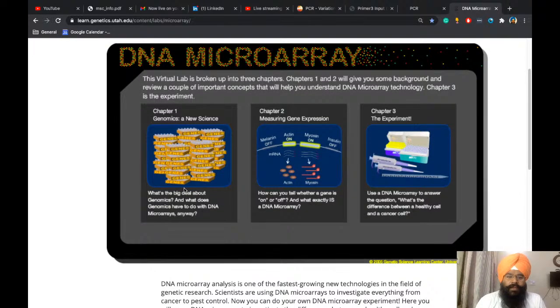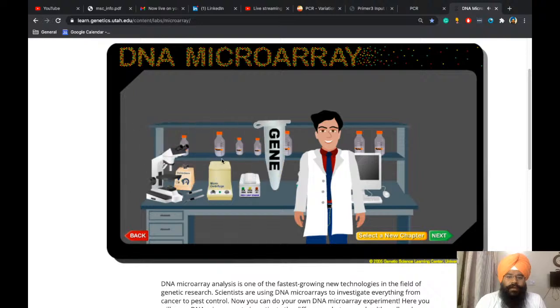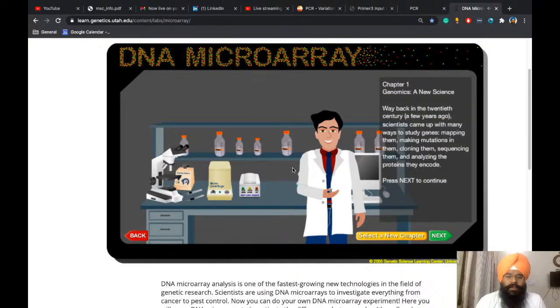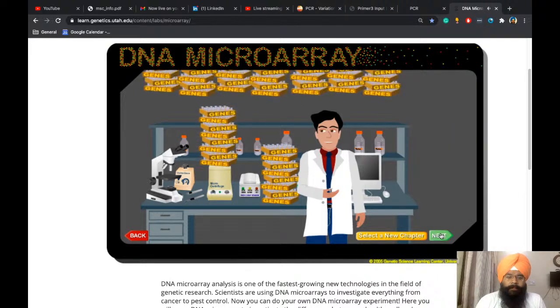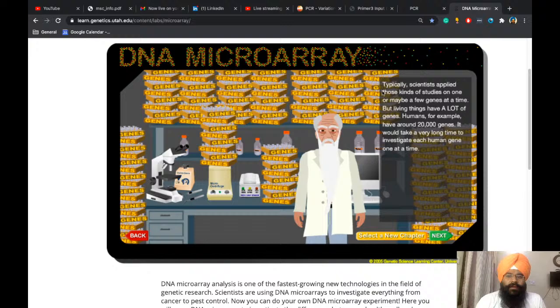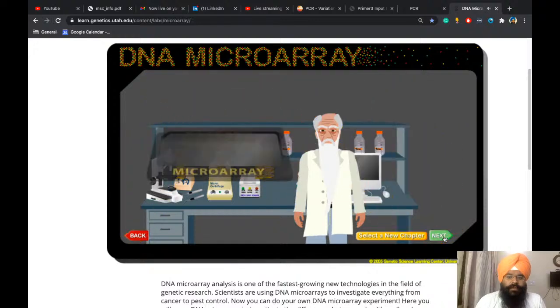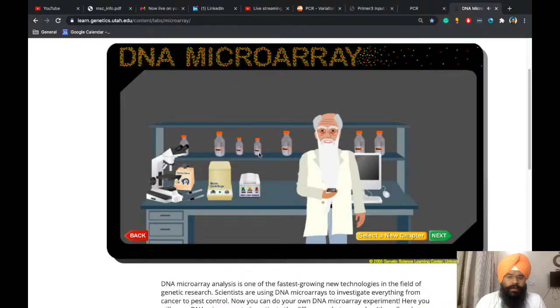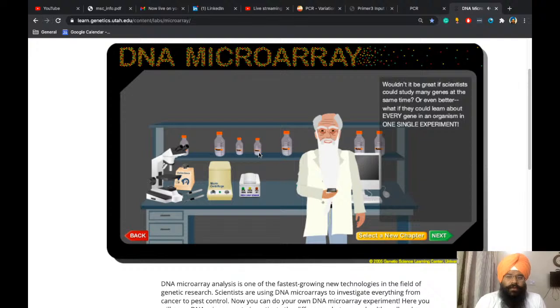So let's see first of all what a gene is and the basics behind it. Typically, scientists study one or maybe a few genes at a time, but living things have a lot of genes. There are almost 20,000 genes and it would take a long time to analyze them. So for that, we have this microarray technique. Wouldn't it be great if you could study many genes at the same time, even in a single experiment?